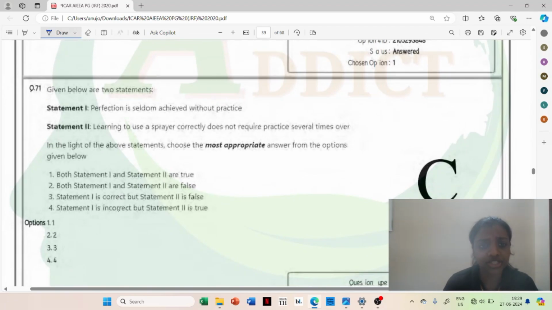First statement: perfection is seldom achieved without practice. This is a correct statement, which states that without practice, it is very difficult to attain perfection. Second statement: learning to use a sprayer correctly does not require practice several times over. That is a wrong statement, because learning to use a sprayer correctly does require the principle of practice, which you might have studied. The principle of practice says that you need continuous practice in order to achieve perfection. So the first statement is correct and the second statement is wrong. The option is C.